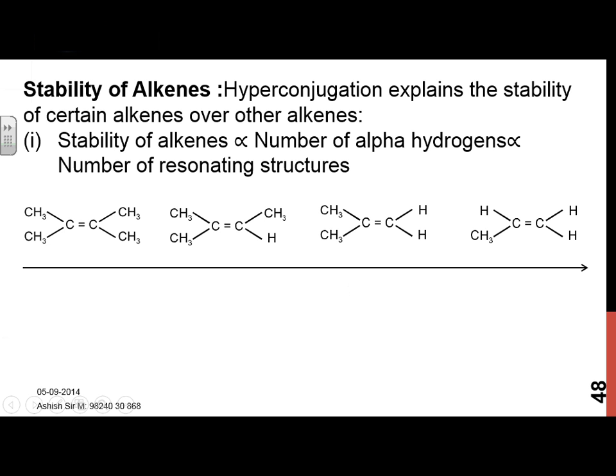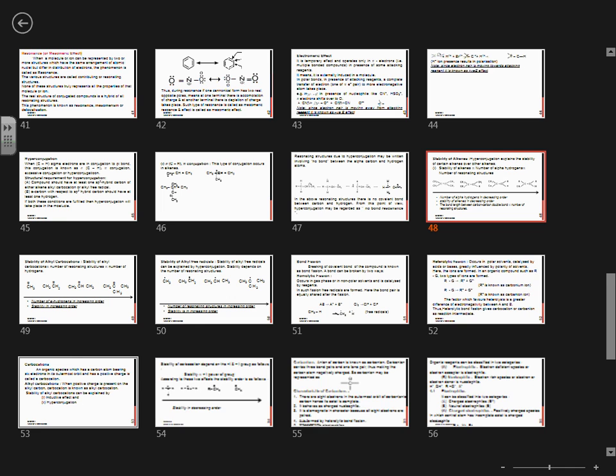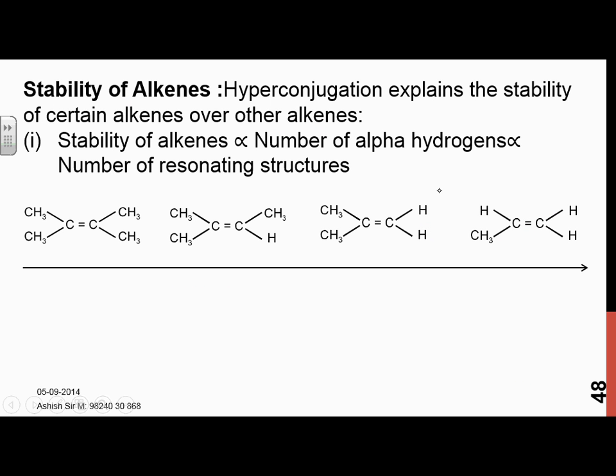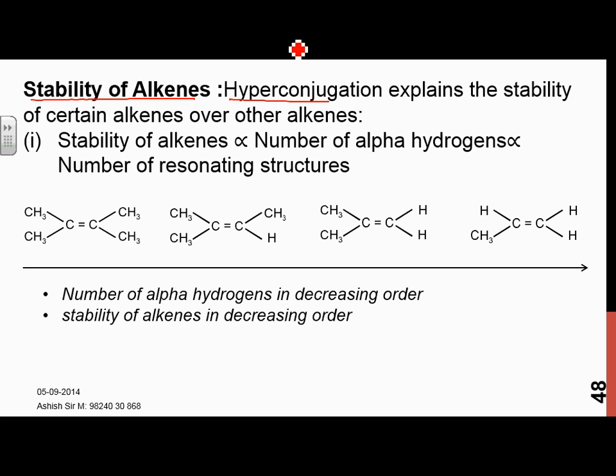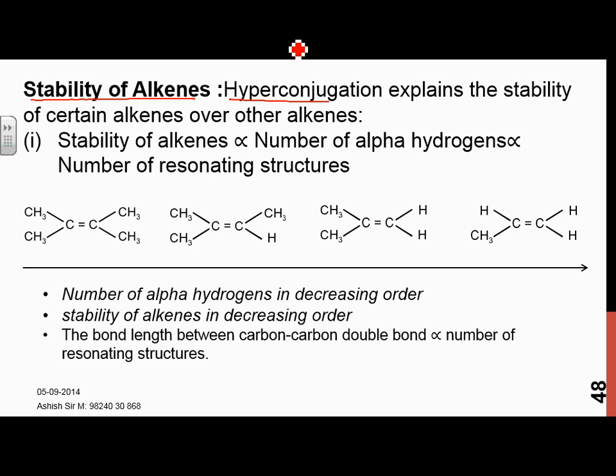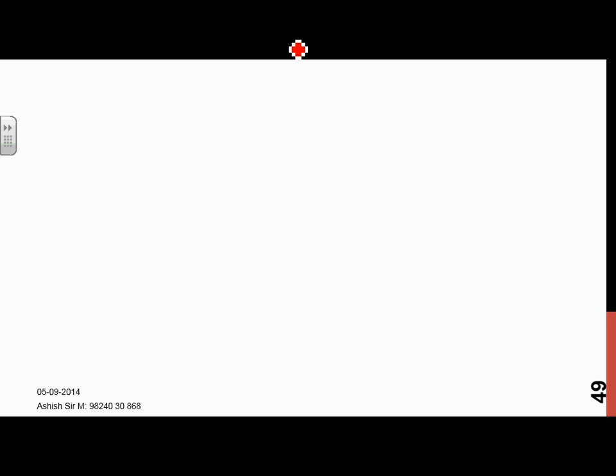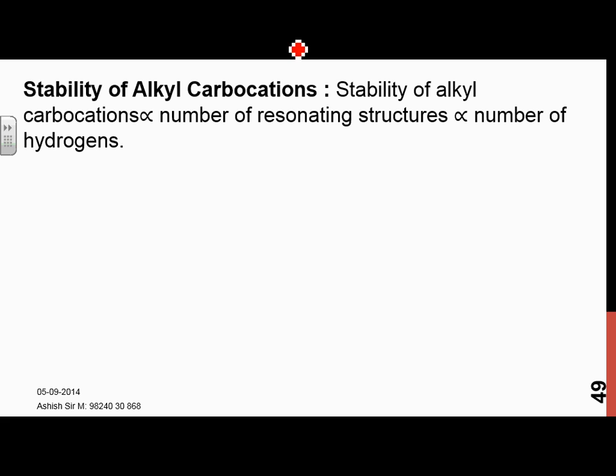Yes, I was talking to you about stability of alkenes on the basis of hyperconjugation. We have learned earlier. After this, we have also learned what are carbocations, what are free radicals, what are carbanions. We have also learned bond fission. We'll continue this topic which we had stopped in the middle: the stability of alkyl carbocations.